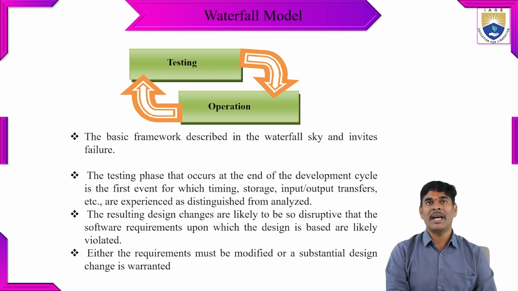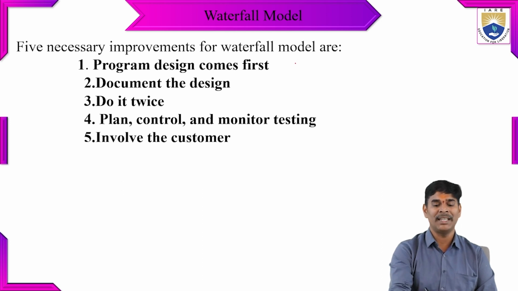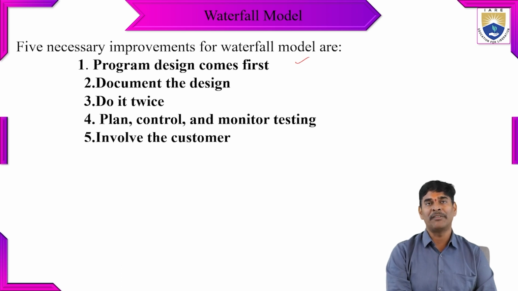The main drawback in the waterfall model is that only after completion of each and every stage do they identify the main challenges or issues, and only then analyze the cost of the project after completion of these steps. What are the main necessary steps we require to improve the waterfall model? One is that program design comes first. It means first they design the architecture part of the project, which will include different types of components, hardware or software components.